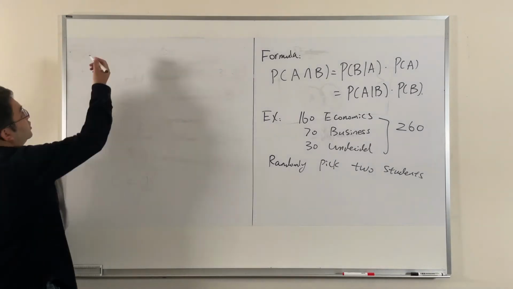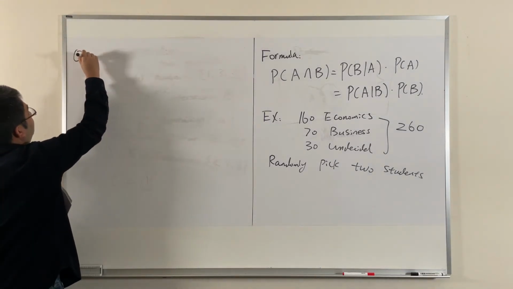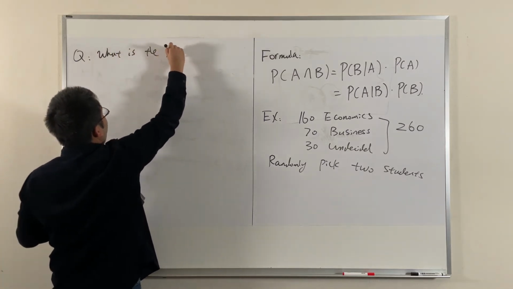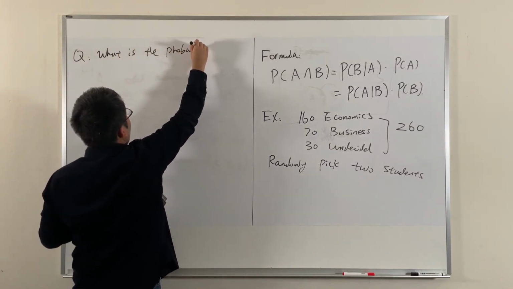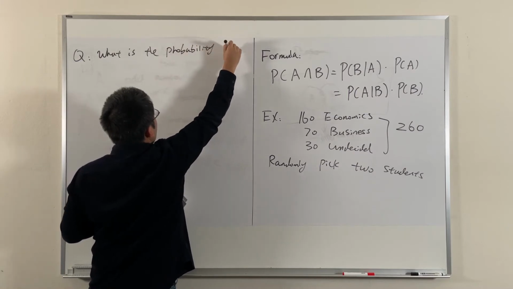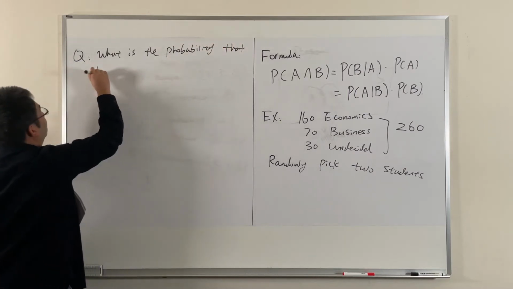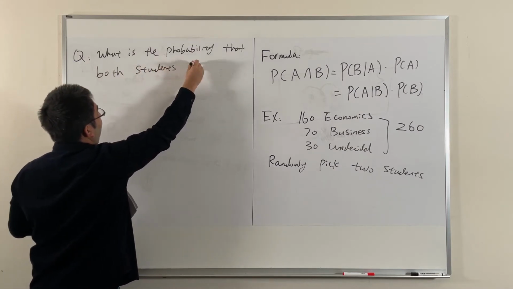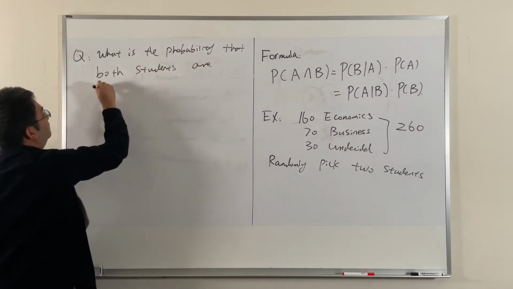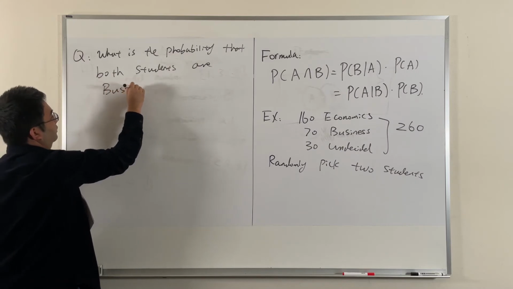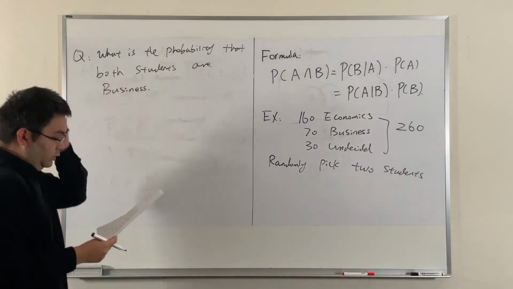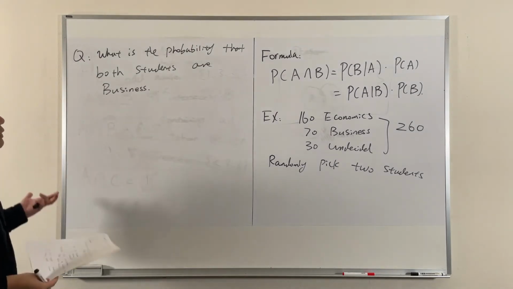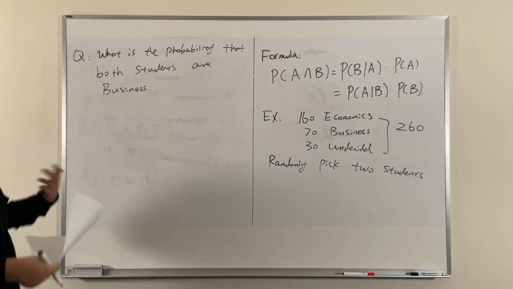So the question is, what is the probability that both students are business majors? Okay, so how can we rewrite this question in terms of events?